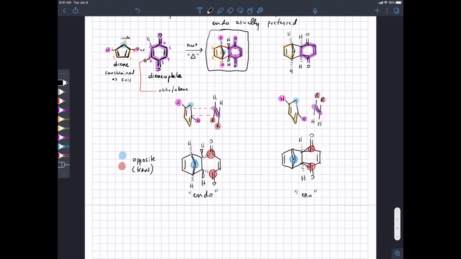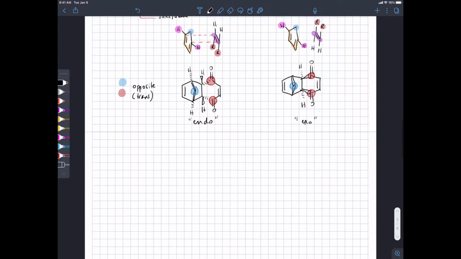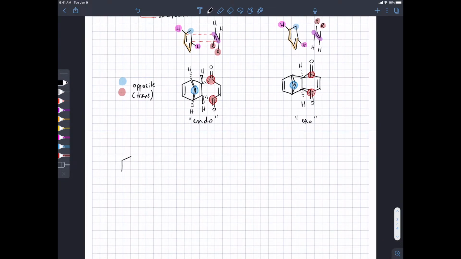So the distinction between endo and exo diastereomers sometimes isn't possible. And one case in which it's not possible is when you have two different groups on the olefin that are trans to each other. This ends up getting pretty confusing. You can draw two different products. They end up being enantiomers of each other.